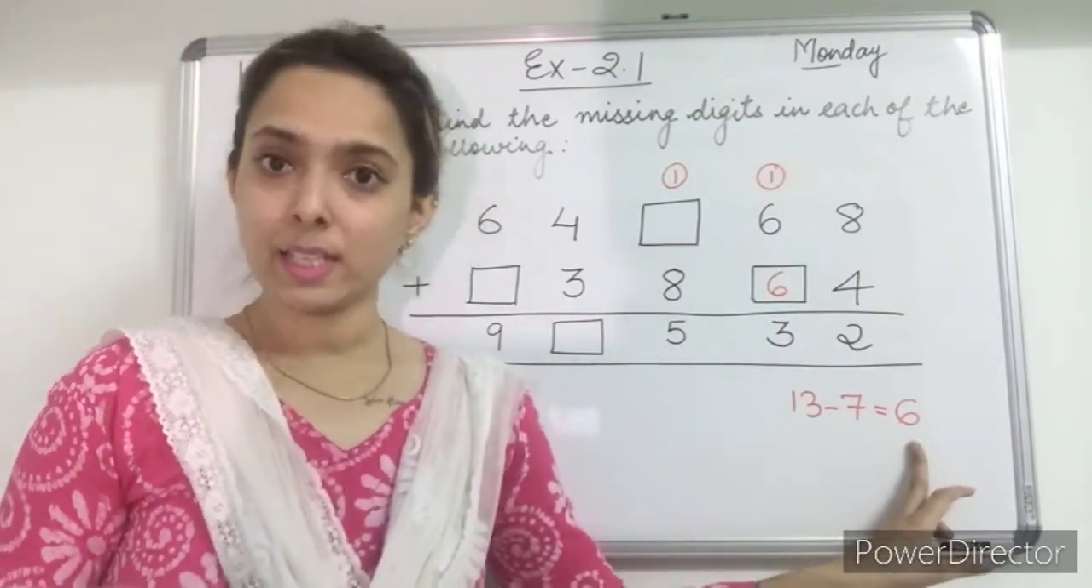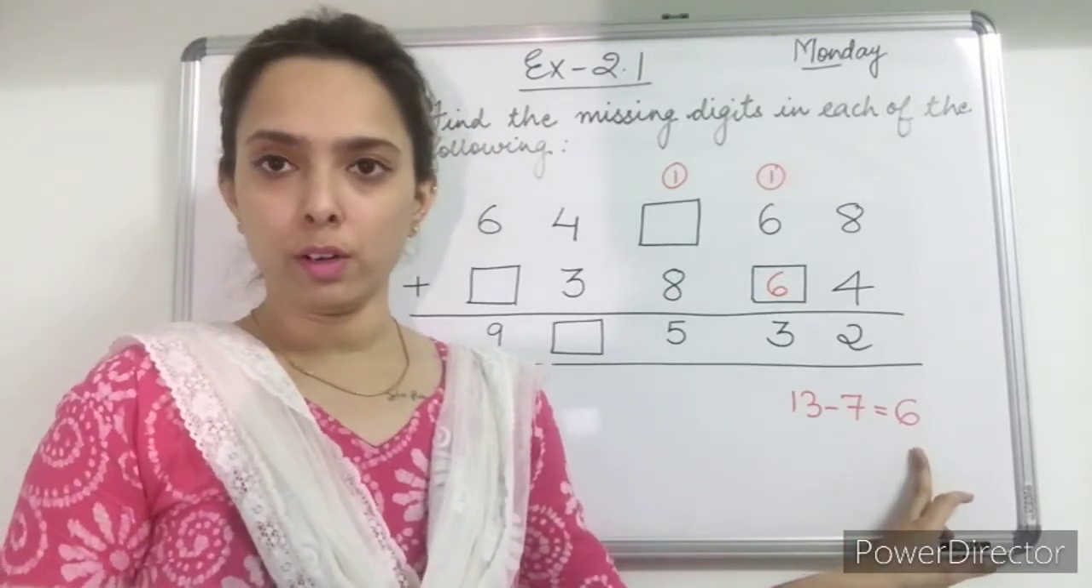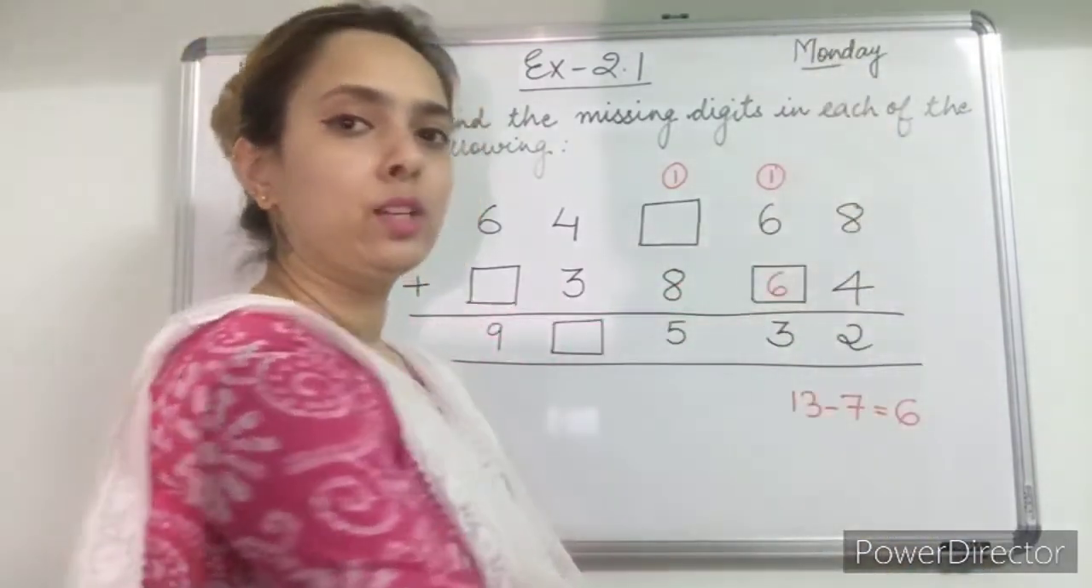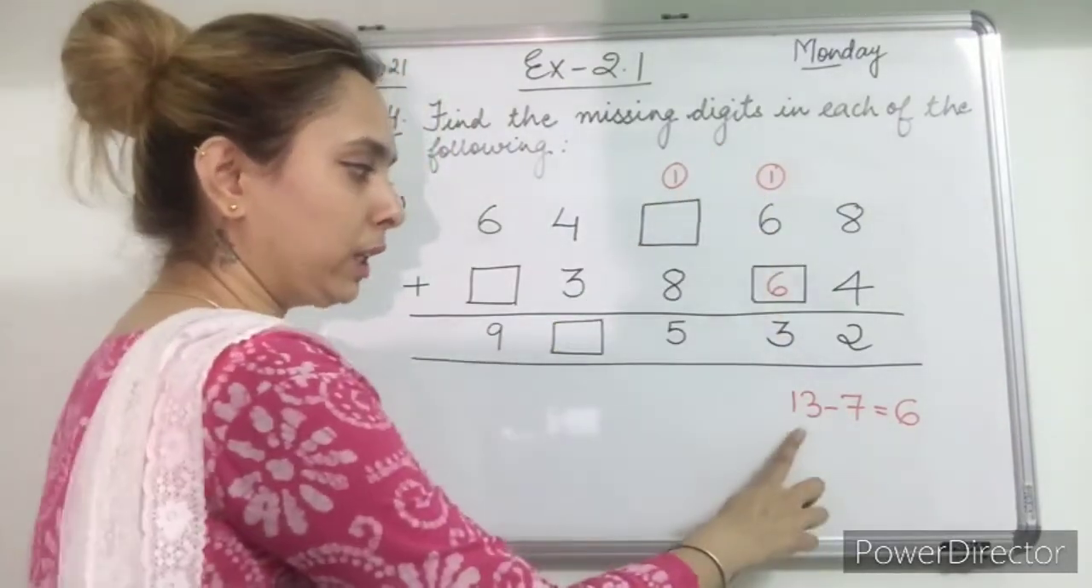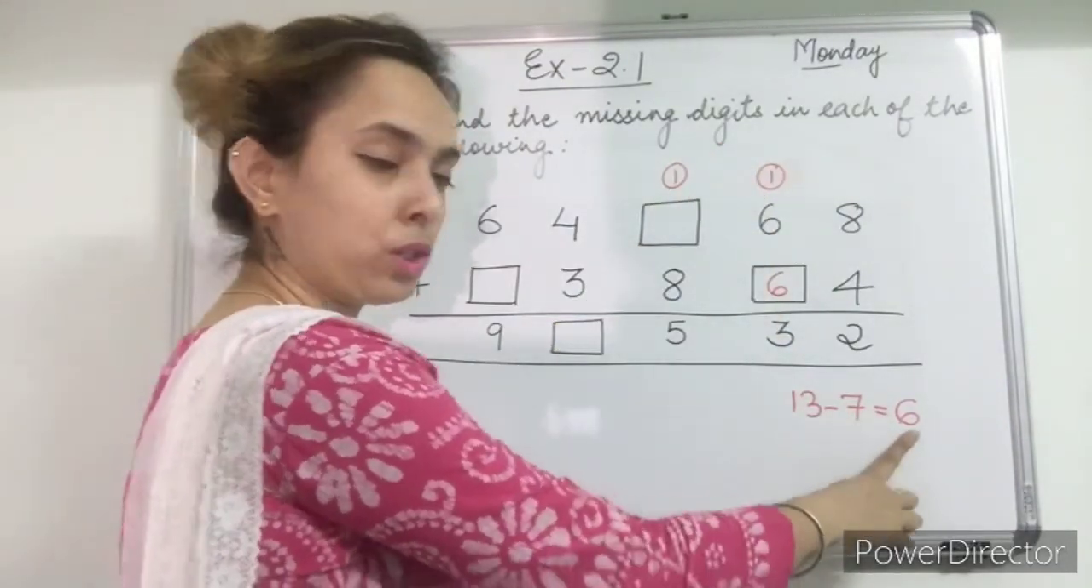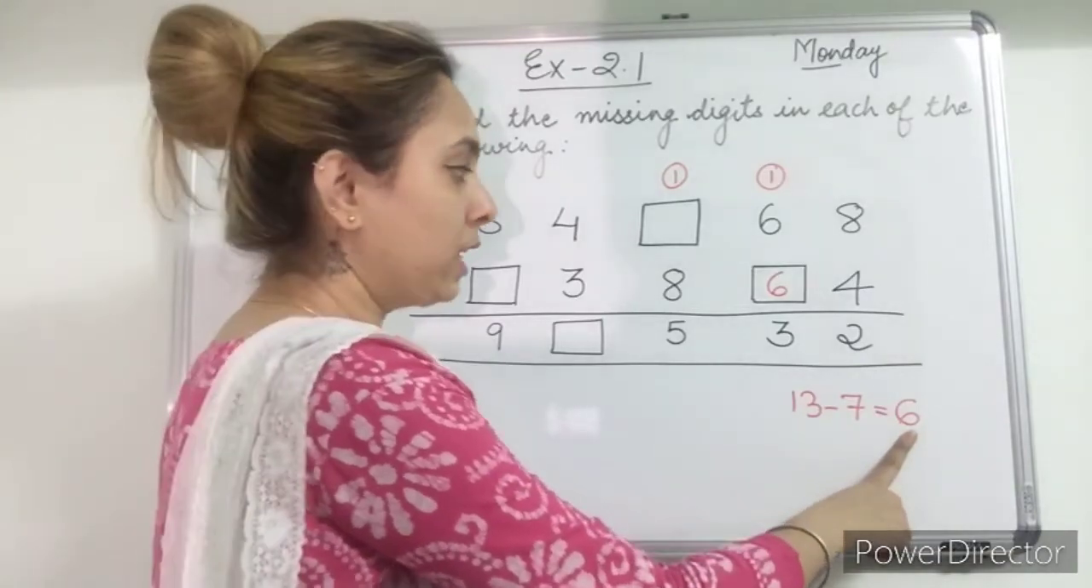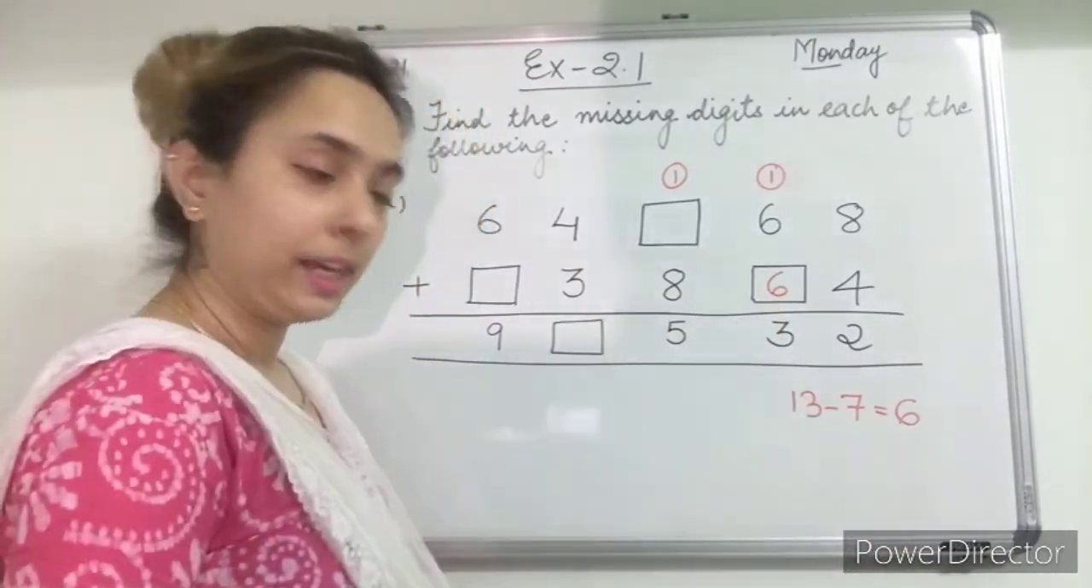Students, yes, you have to do the rough work on the left side of your notebook by making a margin. So 13 minus 7 is equal to 6. So I have written 6 here.